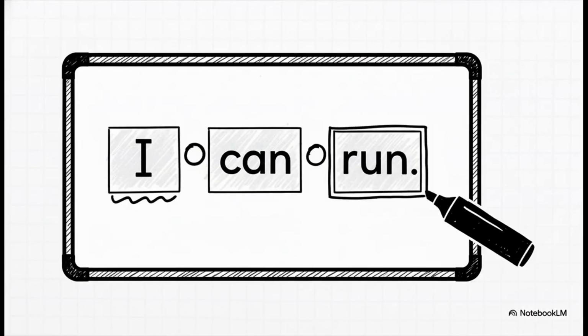On your whiteboards, I want you to write the sentence, "I can run." When you're all done, underline the capital, circle those spaces, and put a box right around the period. Show me you know all 3 rules. I'll be walking around to see your amazing work.